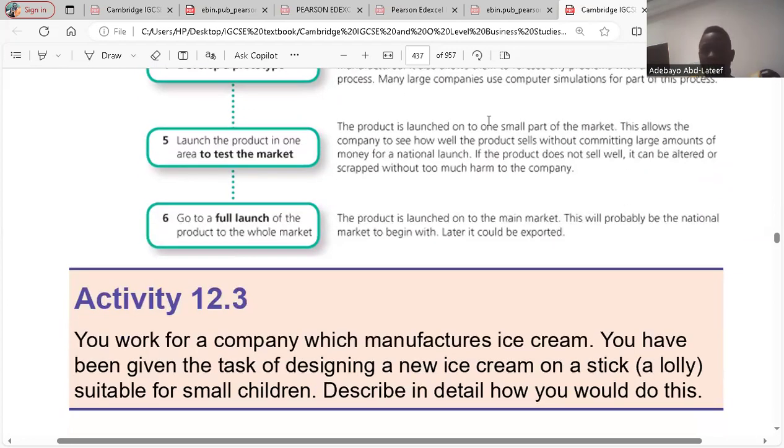The next stage is to go to a full launch of the product to the whole market. This is when the test run in the market is successful. Then if the test run is successful, they can launch the product fully into the market.